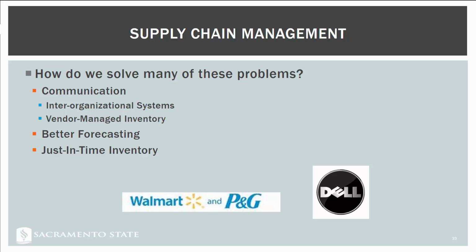And so Dell essentially holds no inventory and uses these interorganizational systems with their close partners in order to produce products just in time and manage their inventory. And that's accomplished through a supply chain management system.